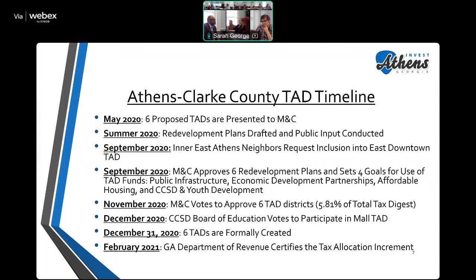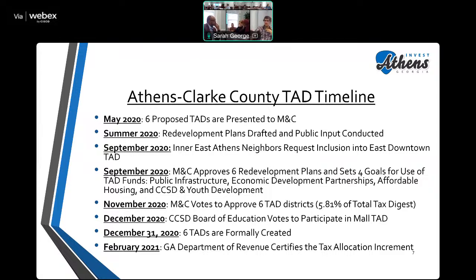By September, we had the Inner East Athens neighborhood. They sort of requested to be included in the East Downtown TAG, and that's a little bit unique to have residents more interested. I'm not saying that's an oddity, but it definitely informed how we designed those TAGs coming down later on. Y'all approved 6 redevelopment plans and set 4 goals for each.